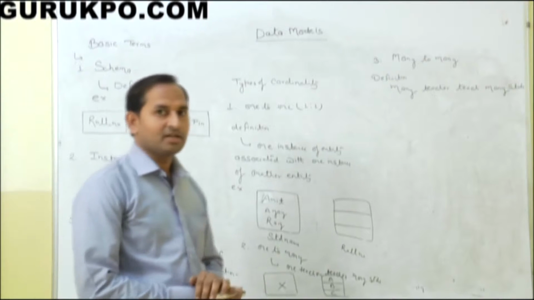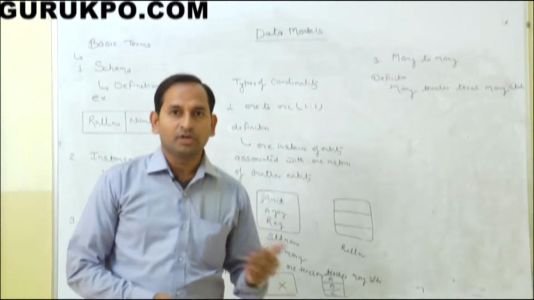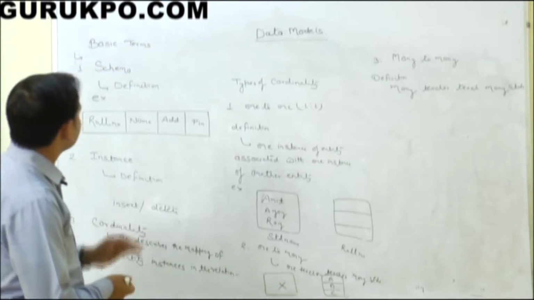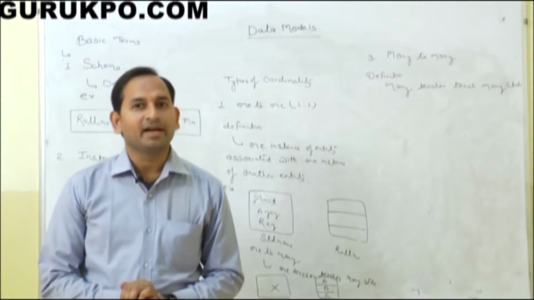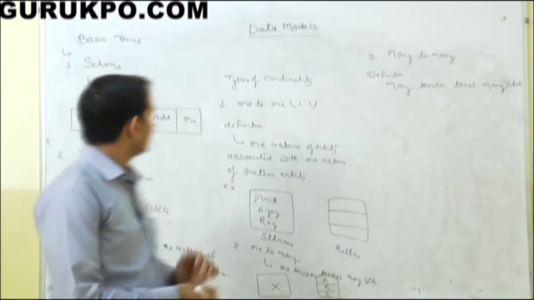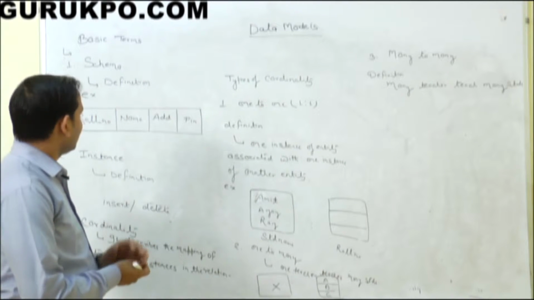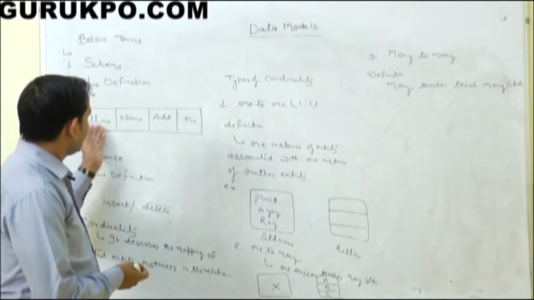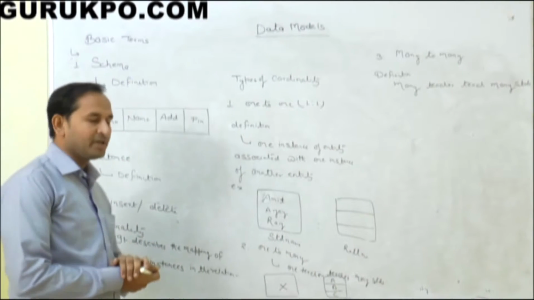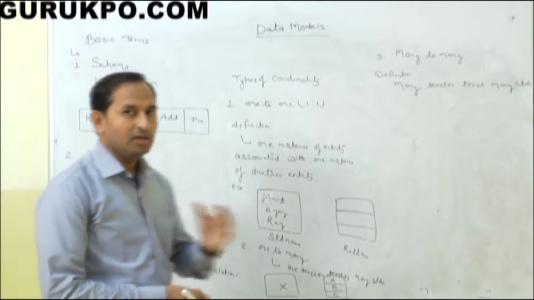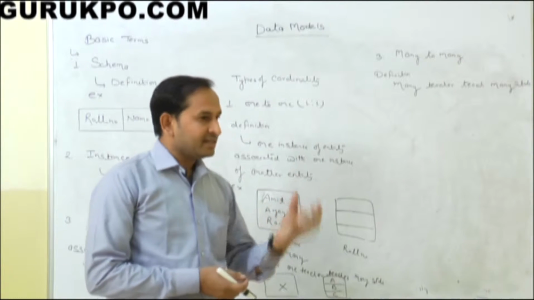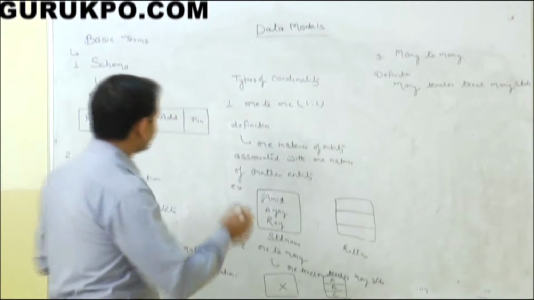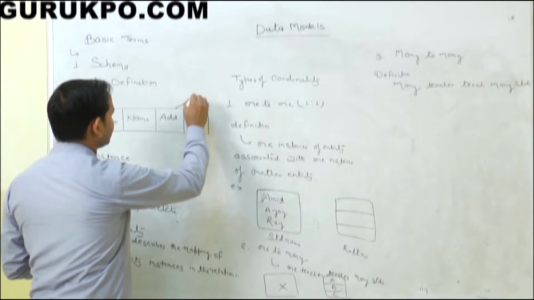So first we discuss basic terms which are useful in data models. Schema. The overall design of database is called database schema. For example, in a student database system, it contains minimum roll number, name, address, pin code or zip code. All these fields or attributes are merged in a single field called schema. So this is the example of schema.